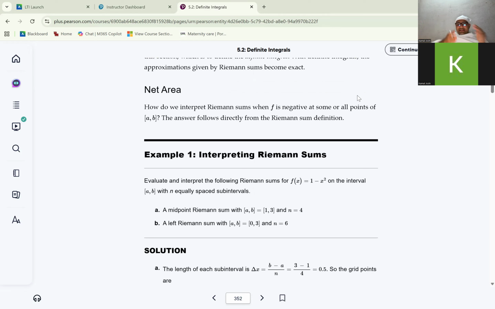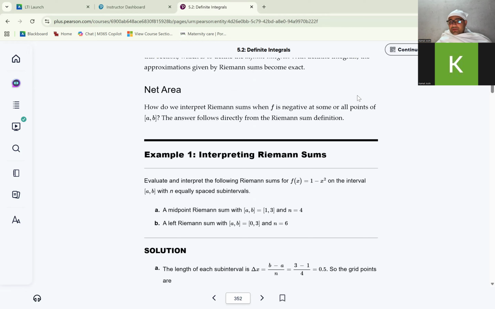we can divide that area into rectangles and take the sum of those rectangles and use that as an approximation, right? And as we increase the number of rectangles, the approximation becomes better and we get the exact area under the curve.